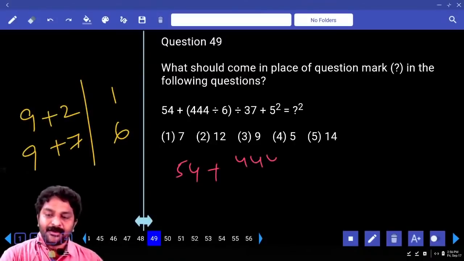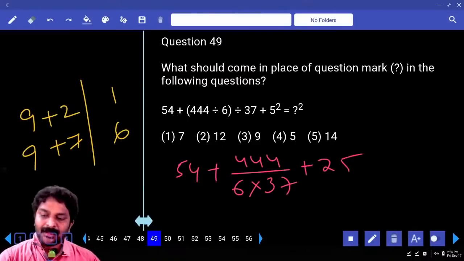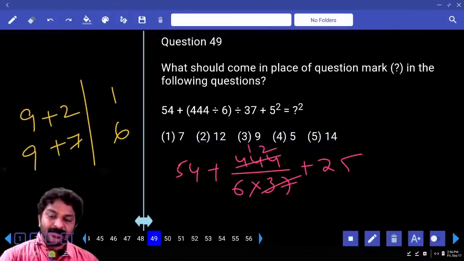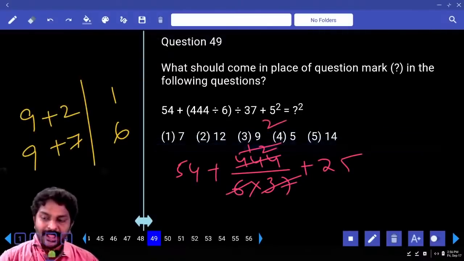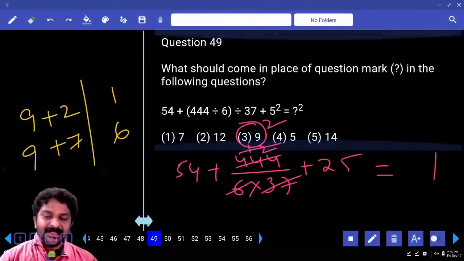54 plus 444 divided by 6 into 37 plus 25. Come on. 37 once. 74 2 times. 16 2 times. Now the last digit is 1. That means it has to be 9 square.